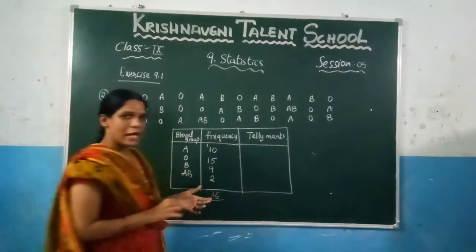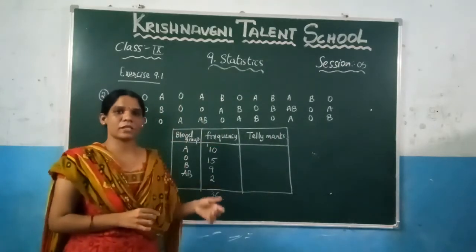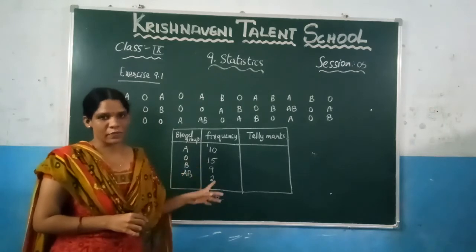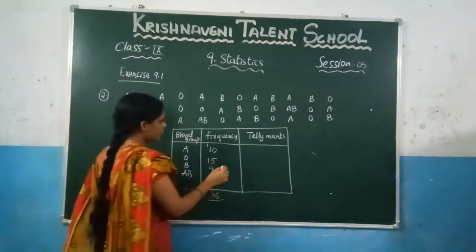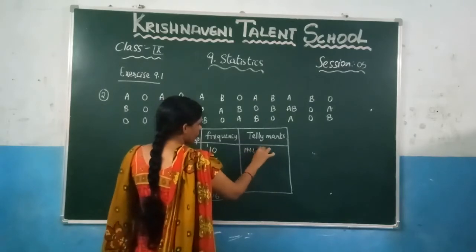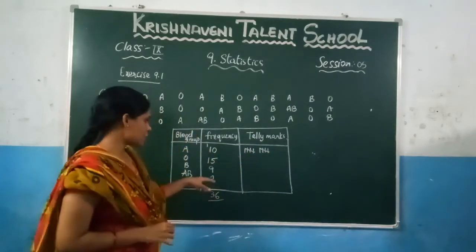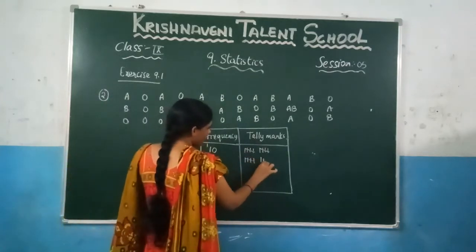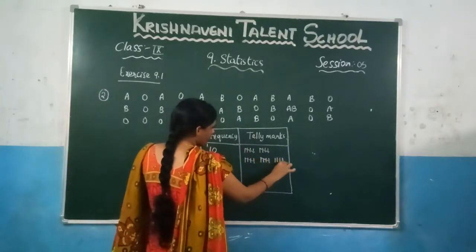So how to write the tally marks? We are writing the tally marks based on one pattern by taking the vertical lines. So 5 lines we are taking at once. So let us see here how to draw: 1, 2, 3, 4, 5, 6, 7, 8, 9, 10. Like that you need to consider. The next one, 15. So write it here: 5, 10, 15.